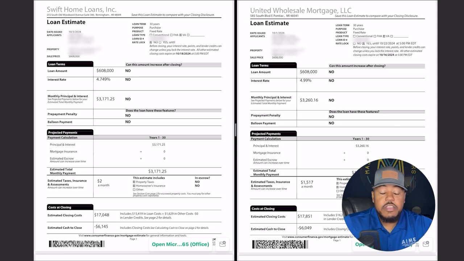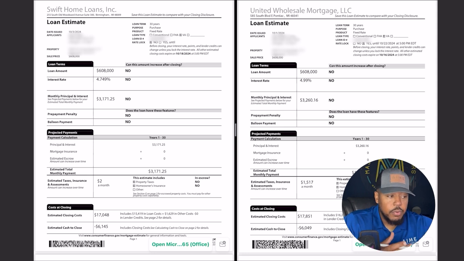Okay. Now you see for this particular buyer on the right hand side, the loan estimate that I provided the buyer is locked. Okay. They're locked into that rate. The loan estimate that this other lender provided to the buyer is not locked. Okay. And this was something I pointed out to them.